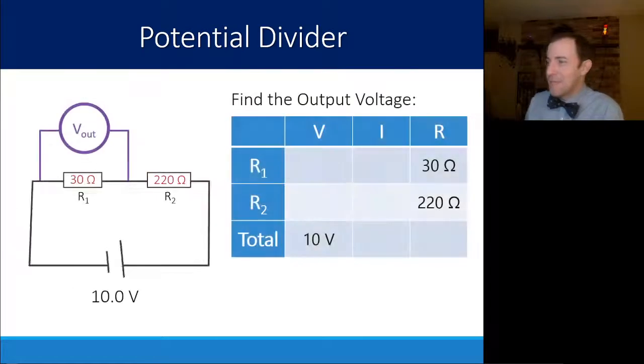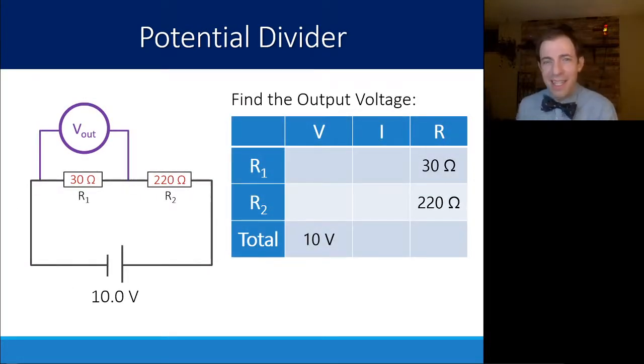I think it's sometimes easier just to see what this looks like in action. If I have a voltage or potential divider set up like this, where R1 is 30 ohms, R2 is 220 ohms, and the voltage is 10 volts, I'm going to measure this voltage out here across R1. I want to figure out what that output voltage is. So this is what I'm looking for. I'm looking for the voltage of R1.